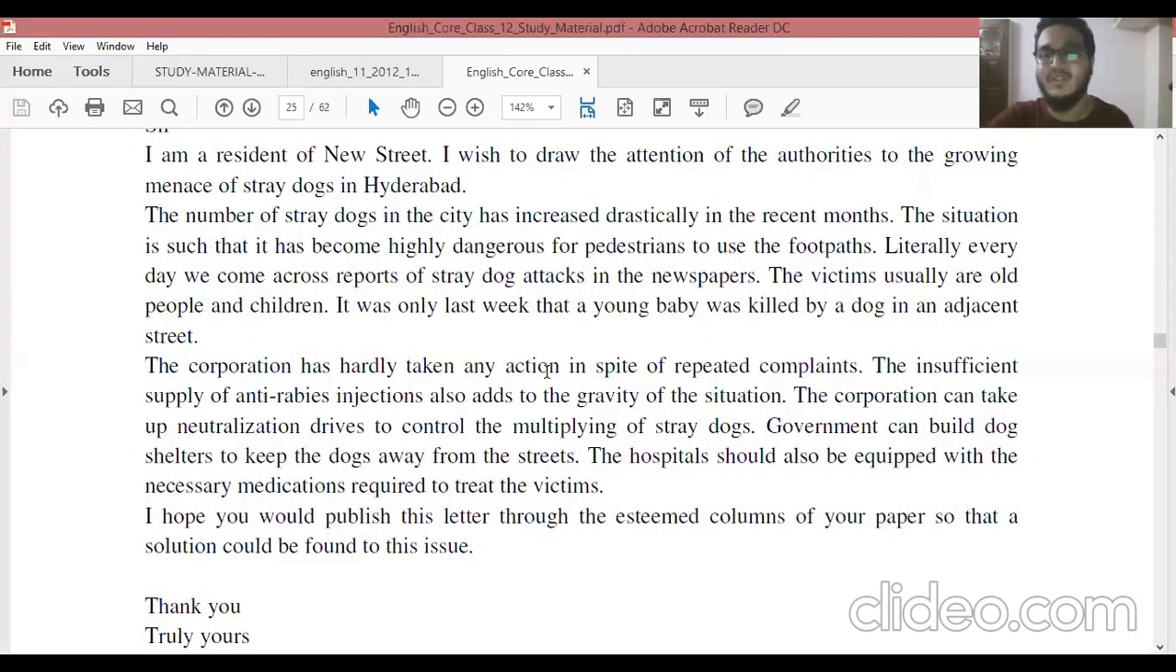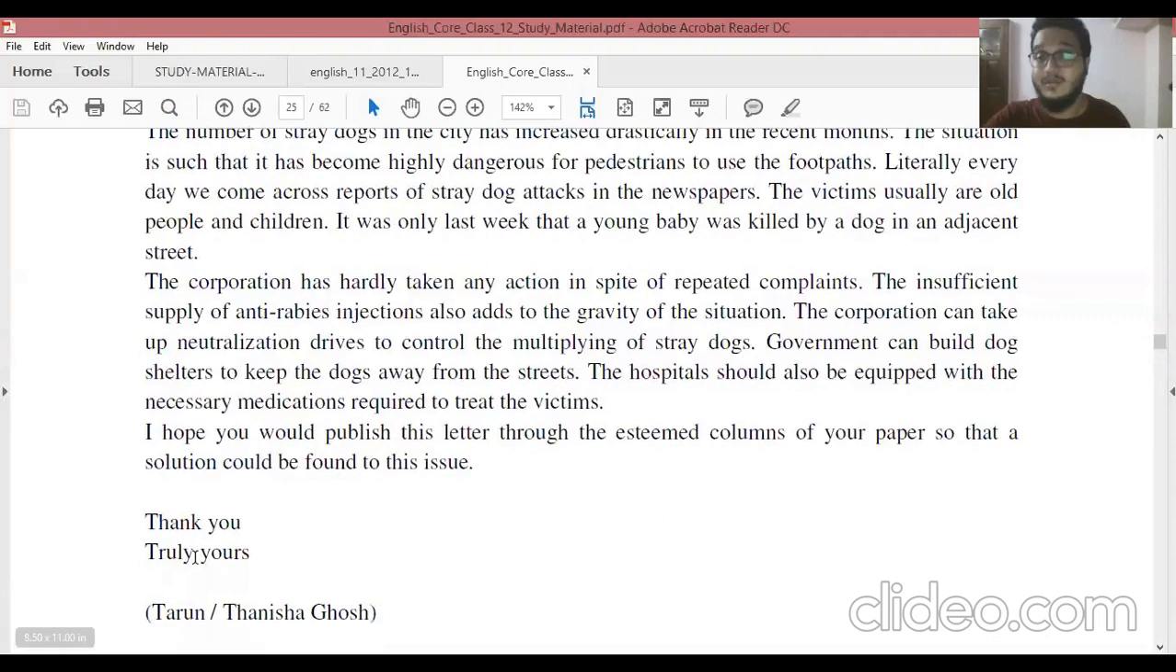Most often in a reference book, "through the esteemed column of your paper" is initiated in the beginning. It is not initiated here in the beginning. It has been used at the last. If you're not using that punch line of the editorial, you may not use it. It is not mandatory, but in the last it is used: esteemed column of your newspaper so that a solution could be found. And then truly yours, editorial letter.